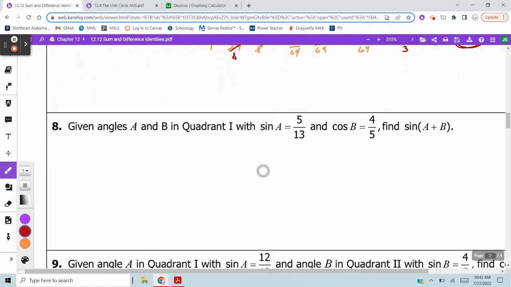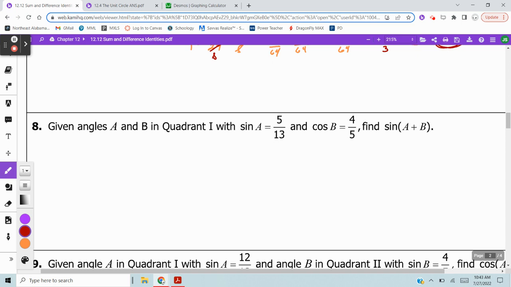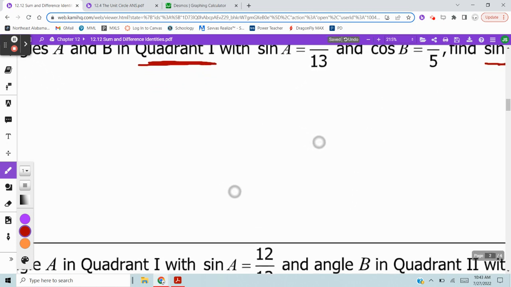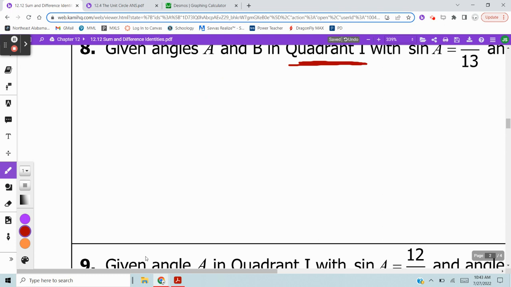Now, the next one, let's see, given that angles A and B are again in quadrant 1, so this one's going to be pretty simple as well. Find the sine of A plus B. Now, let me go ahead and write down. I know that the sine of A plus B is equal to sine A cosine B plus cosine A sine B.